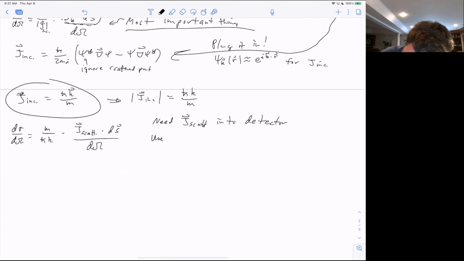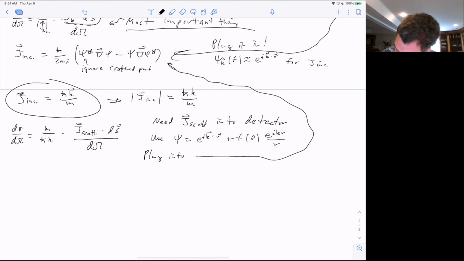So now we have to use the entire psi, equal to e to the i k dot r plus f of r hat e to the i k r over r. And then we have to plug into the formula for j, the formula up above. I don't want to write it again. Okay, so let's do that. The first thing that we have to do is calculate the gradient, because we have a gradient here. That's the first thing we have to calculate, the gradient of psi.